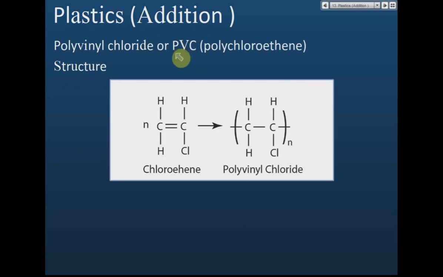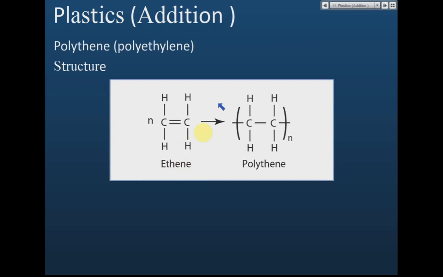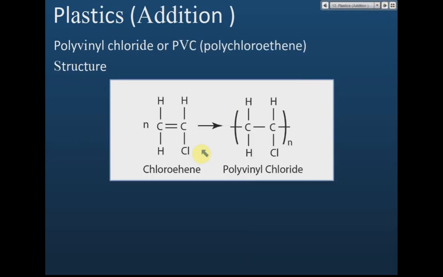PVC. PVC is polyvinyl chloride. Now for PVC, you can see that the monomer is almost the same as polyethylene. For polyethylene, this one is hydrogen, right? But for chloroethene, just now it was ethene, where all four atoms are hydrogens. But this one is chloroethene: one of the hydrogens is replaced by a chlorine. So it's called chloroethene.